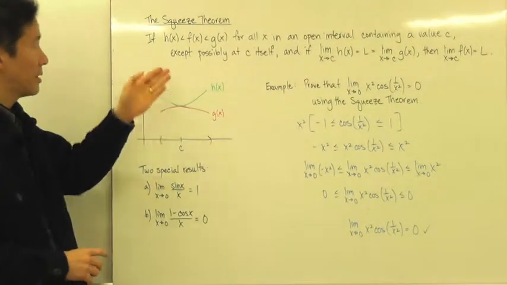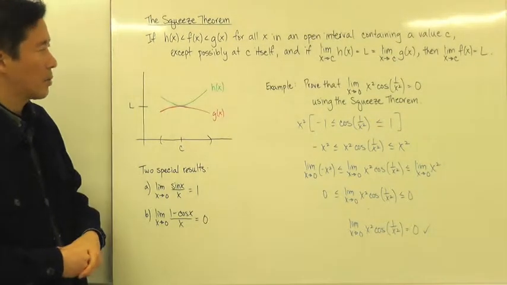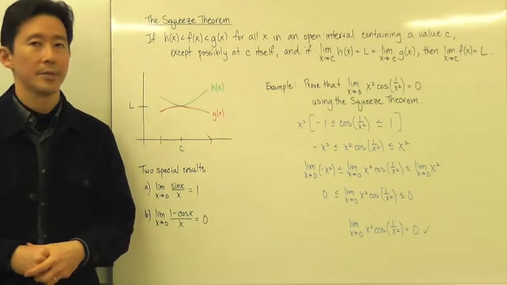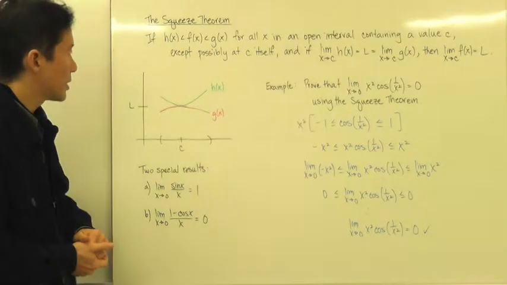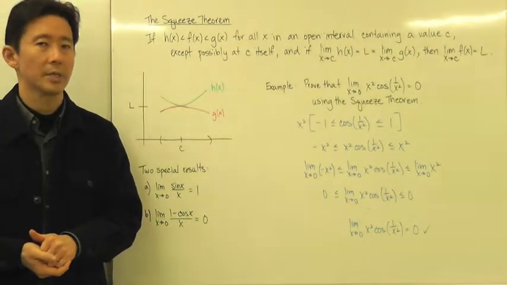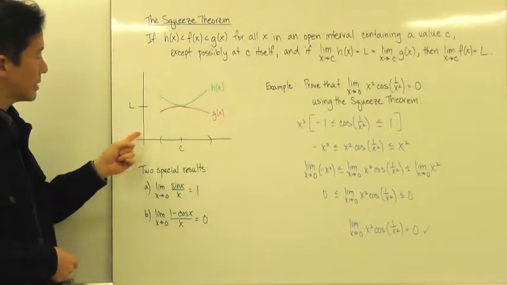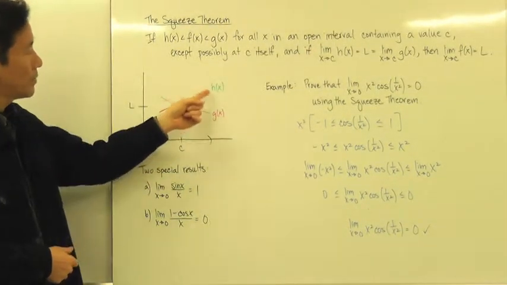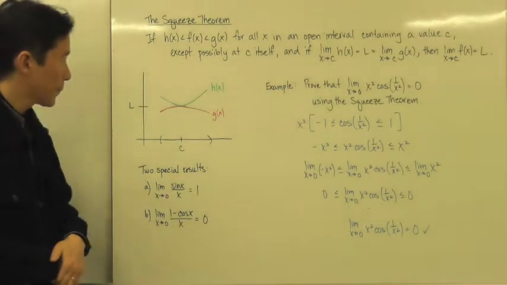Now, sometimes these theorems can get quite unwieldy because the language can get quite confusing at times. So let's go ahead and put that in a visual representation, and I think you'll see exactly what the squeeze theorem is saying. So here we have the x-axis, the y-axis. We have two functions, h of x and g of x. I'll put in f of x a little bit later.